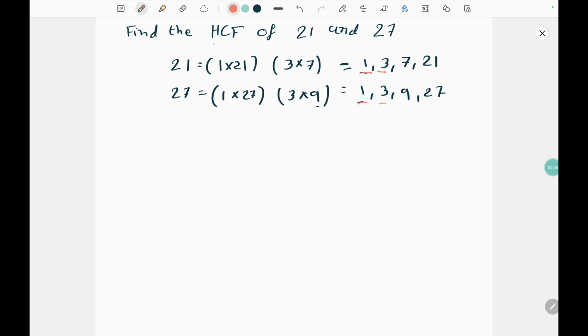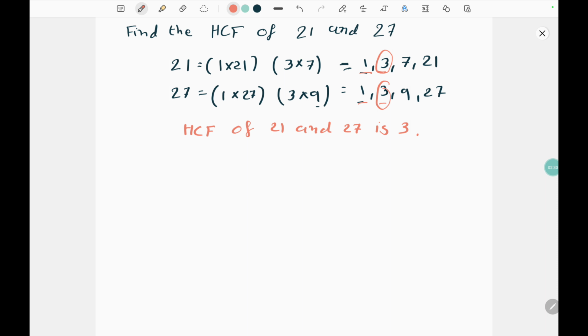But what is the condition? We need a common factor, but highest as well. So the highest common factor is 3 for both. So the highest common factor of 21 and 27 is 3. Clear? So this is the way you can find the highest common factor.